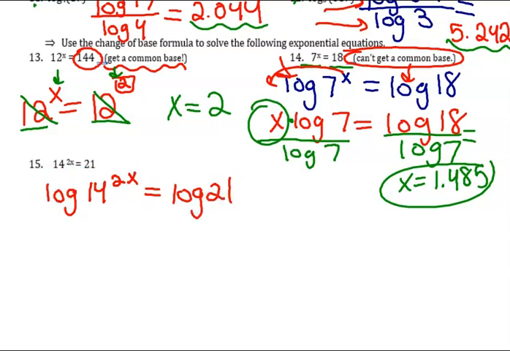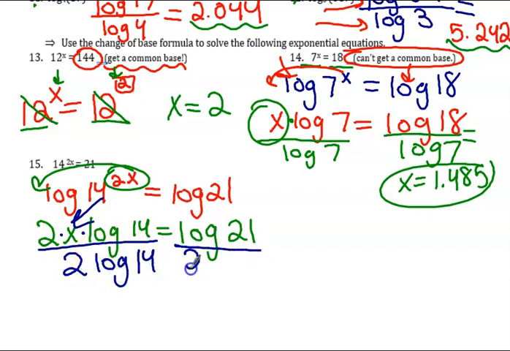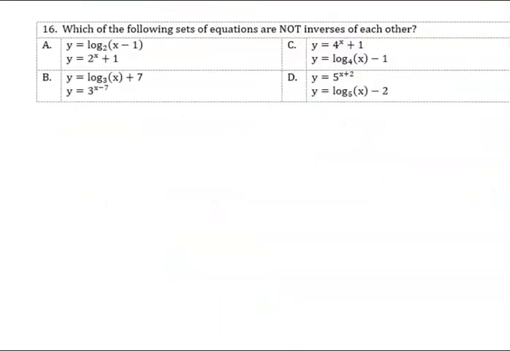Okay, and then I'm going to bring this exponent into the front, and I have 2x log 14 equals log 21. Okay, what are we doing? We're trying to isolate the variable. So if all of this is multiplied together, what I can do is I can take out the 2 log 14, and I can actually take all of that out to both sides. Okay, and now I have x equals what? So plug that into your calculator. Make sure you get the answer of 0.577. All righty. Okay, one more problem.